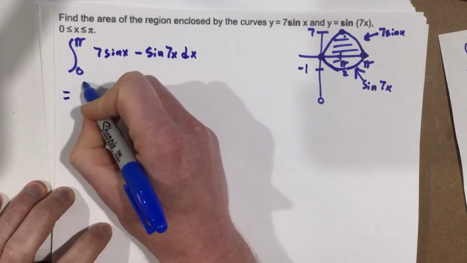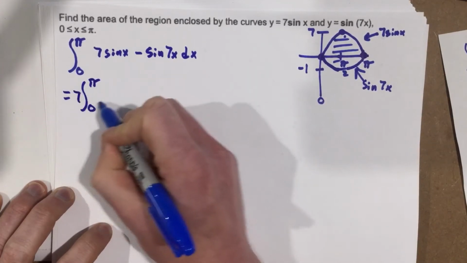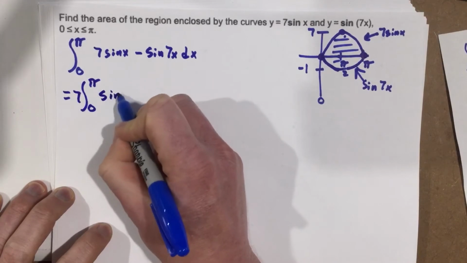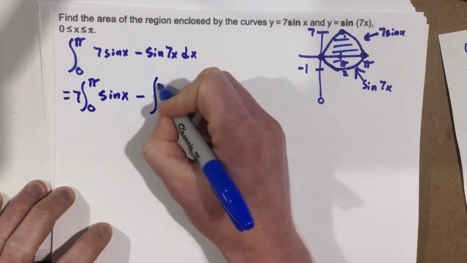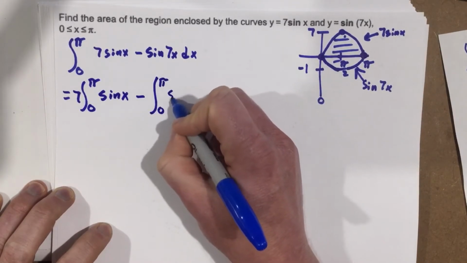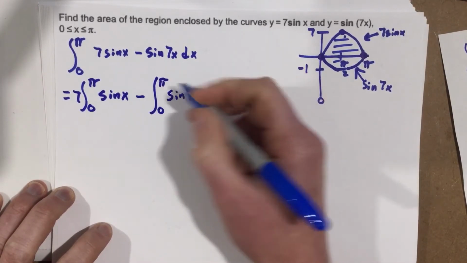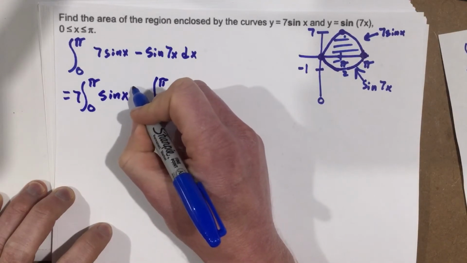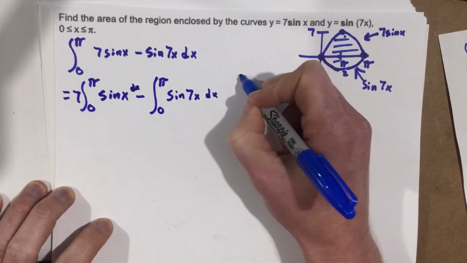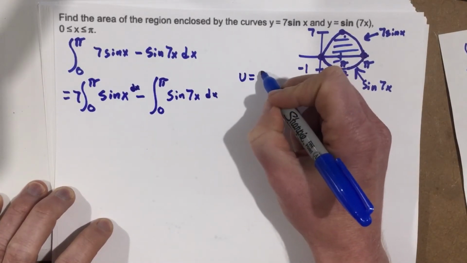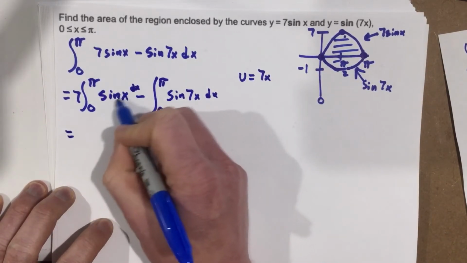So this is going to equal the integral from 0 to pi. I'm bringing the 7 out front, so it's 7 times the integral from 0 to pi of sine x, minus the integral from 0 to pi of sine 7x. And we'd have dx of this whole thing, so we can write little dx here and little dx here. Now I'm going to say u equals 7x.